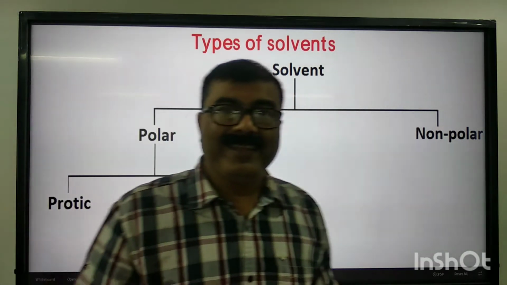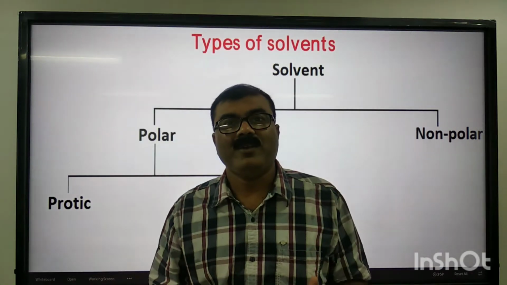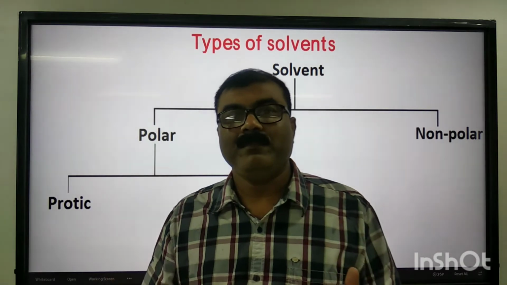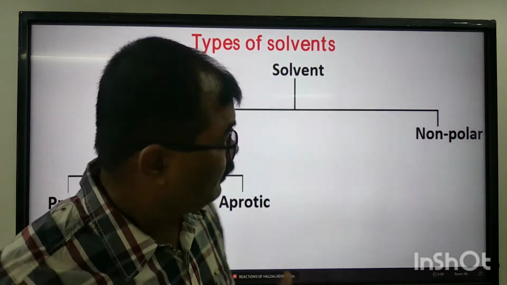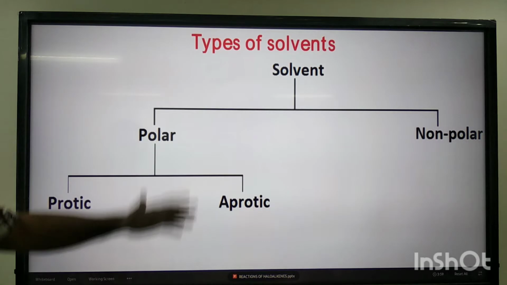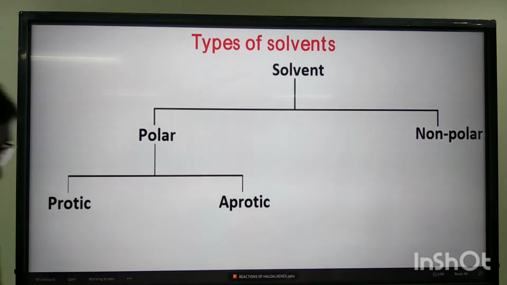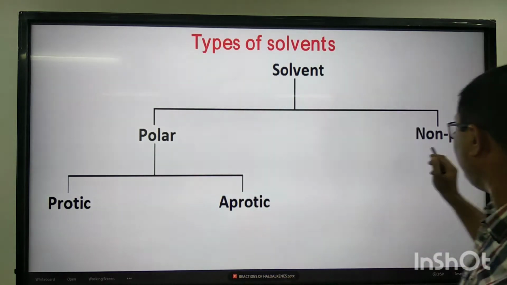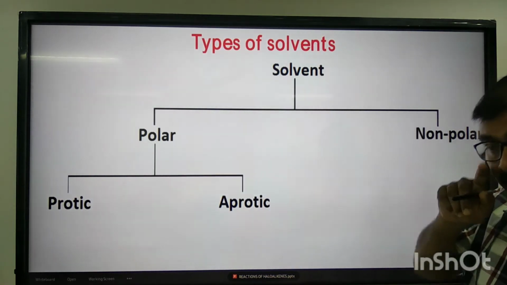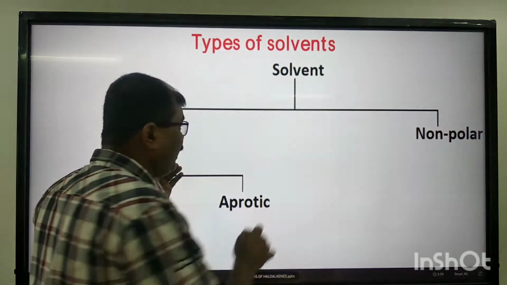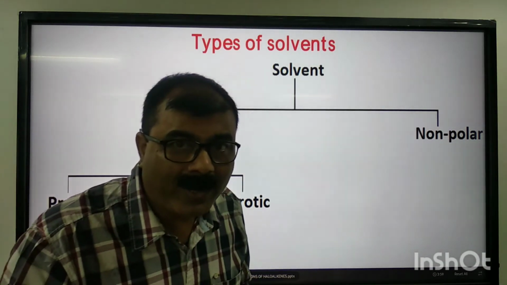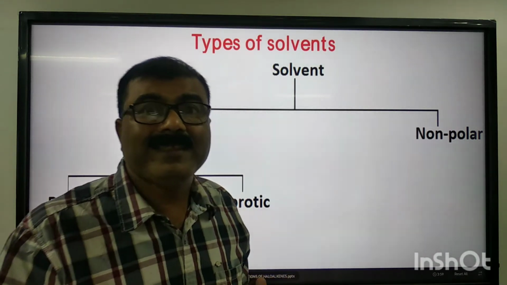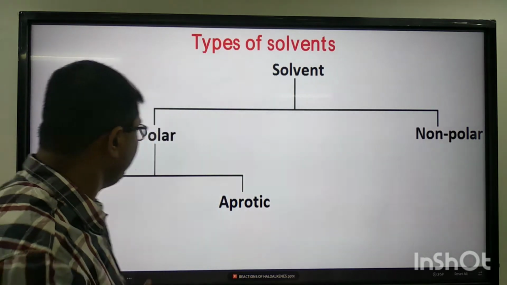Any reaction is carried out in a particular medium, that is solvent. Now, what are the different types of solvent? Solvent is mainly divided into polar solvent and non-polar solvent, based on its net dipole moment.